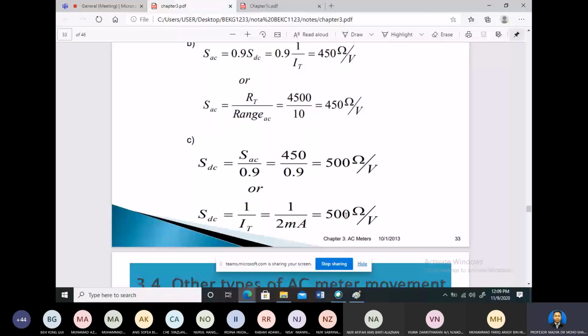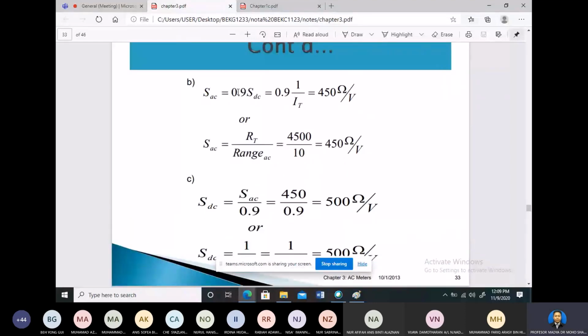Okay, that is the example. The example for calculating the full wave rectifier, and the one before this is the half wave rectifier. So the formula is almost similar, almost the same, but the value here will be different. We have to remember.